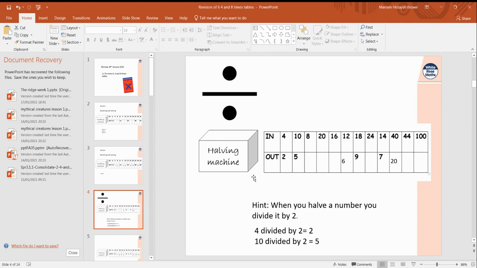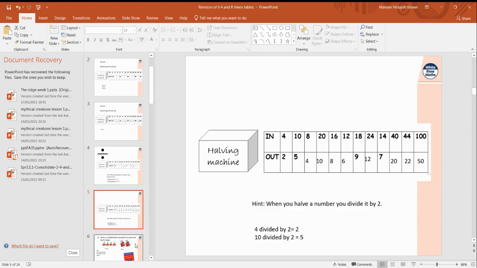When you're dividing, that is the same as halving, that is the same as dividing by 2. So if I wanted to halve 4, I could write 4 divided by 2 is equal to 2. If I wanted to halve 10, I could write 10 divided by 2 is equal to 5. Halve the other numbers: 8, 20, 16, 24, 44 and 100. Do that now on your piece of paper and check your answers.